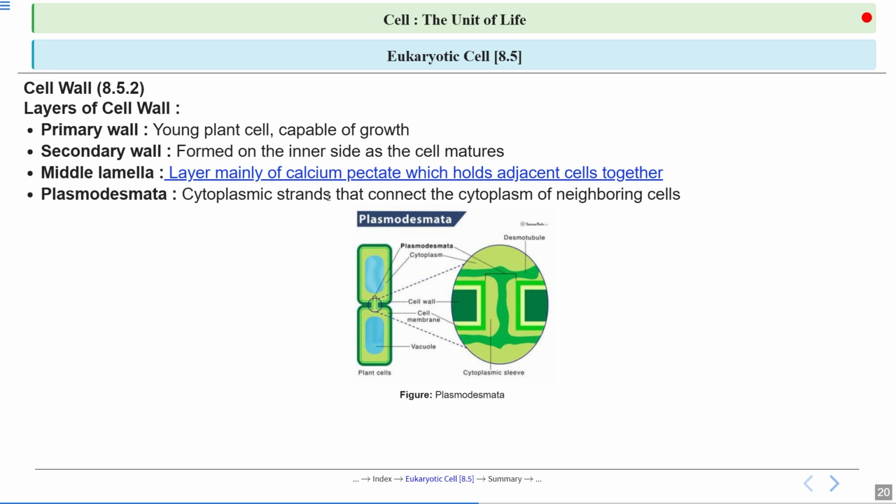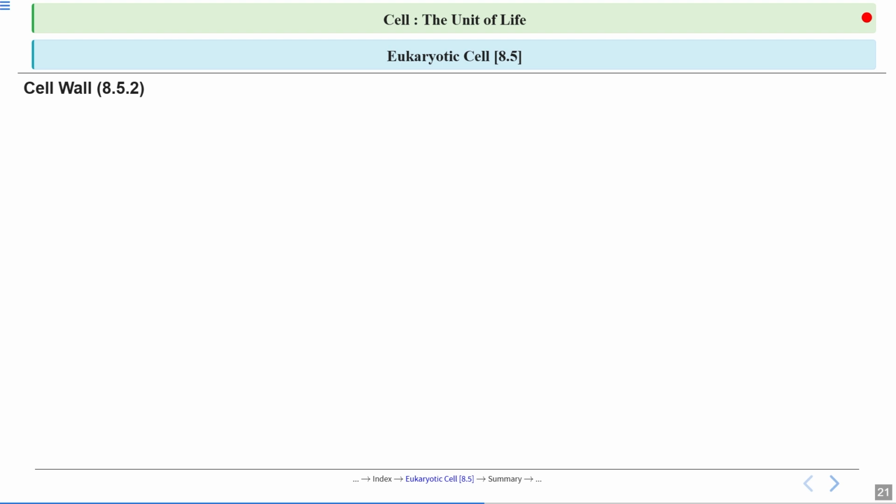Plasmodesmata are cytoplasmic bridges or cytoplasmic strands. This is the cell membrane. These are the large vacuoles here. This is the cytoplasm. This is the plasmodesmata. Here they have shown you the enlarged view of the plasmodesmata. Okay, clear? The plasmodesmata connects the cytoplasm of the neighboring cells. It helps in the transport of material from one cell to another cell.